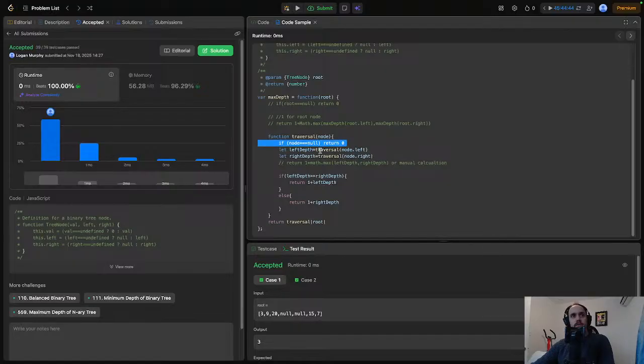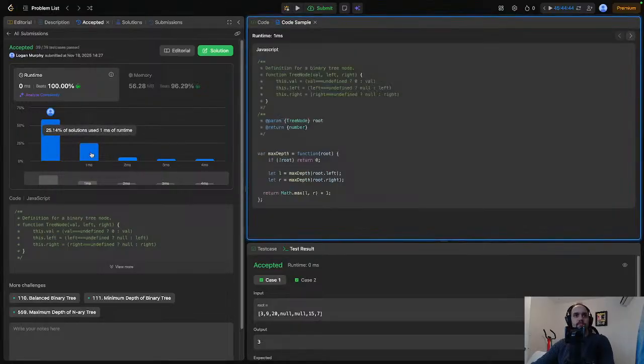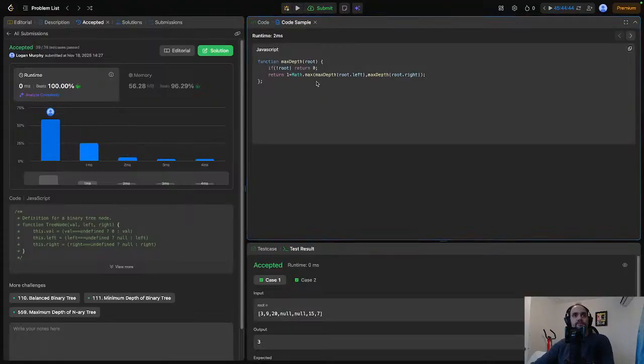If there's no node, they go left, they go right. They take the max of the two, add 1 to it. So just a few more lines of code than we did, but a pretty similar solution, pretty similar runtime. This is also surprisingly slower. I guess it might just be by chance. It's pretty much the same code that we have. This is very close to the code that we have as well.